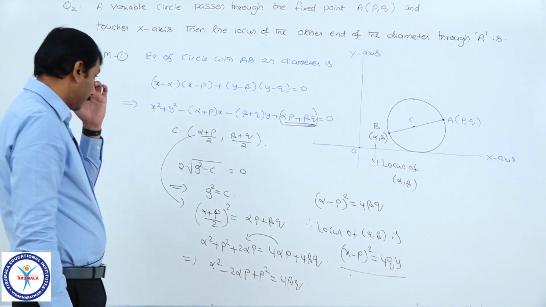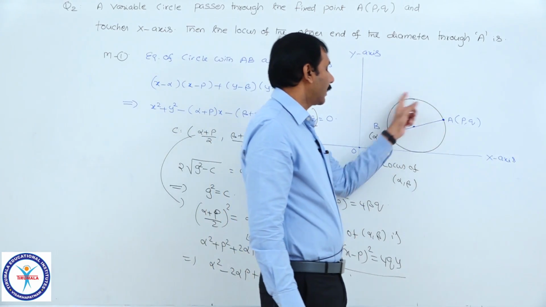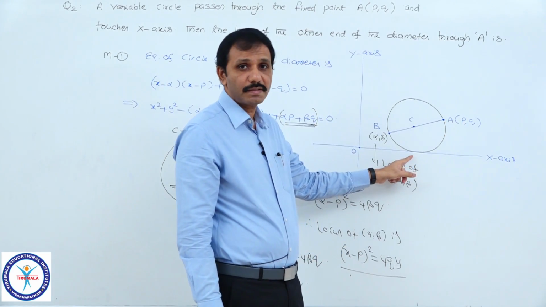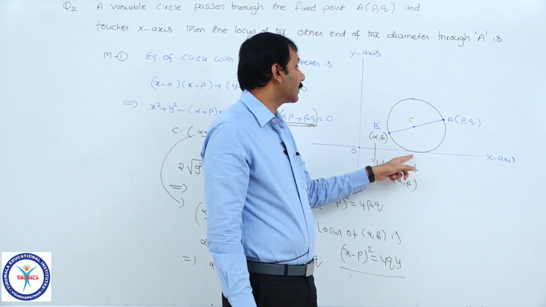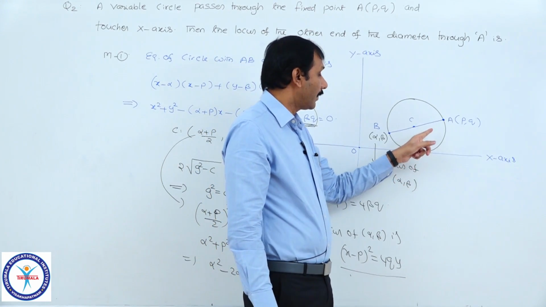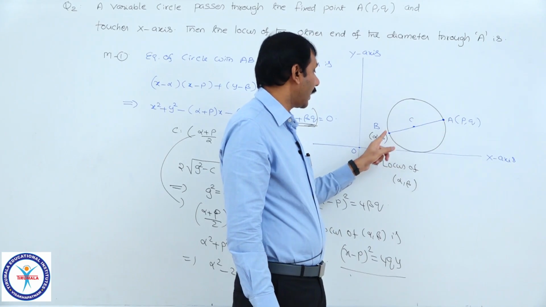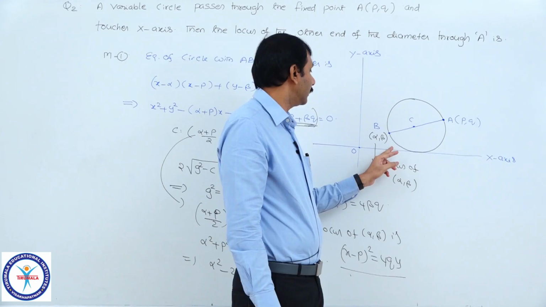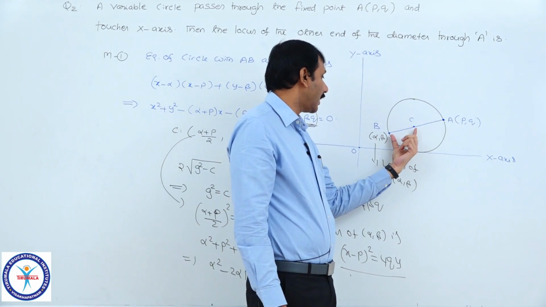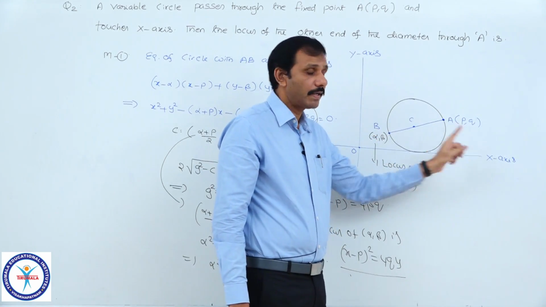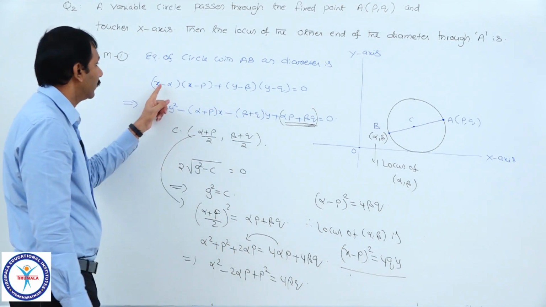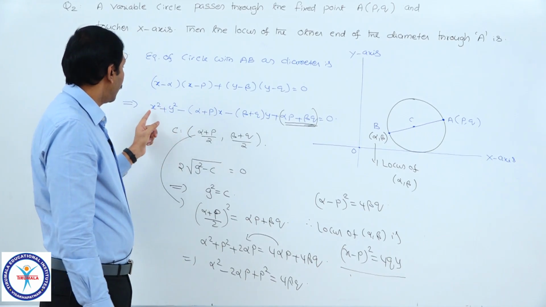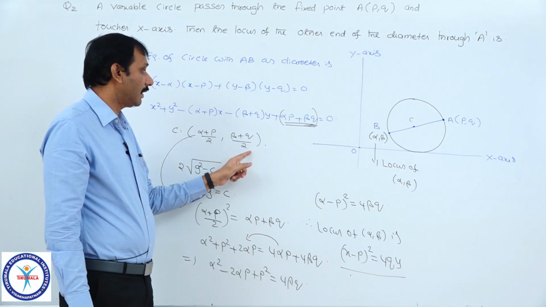Once again, a circle is passing through a fixed point (p, q) and touches the x-axis. Then we need the locus of the other end of the diameter passing through A. I have taken it as (alpha, beta), and because these are the ends of a diameter, we can write the equation of the circle with AB as diameter. This is the equation, and expanded, the center of the circle will be this one.